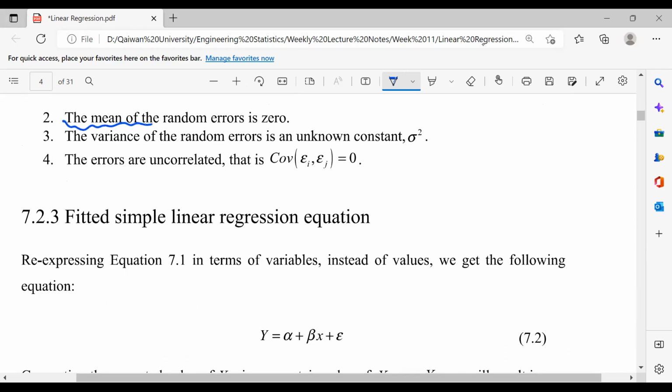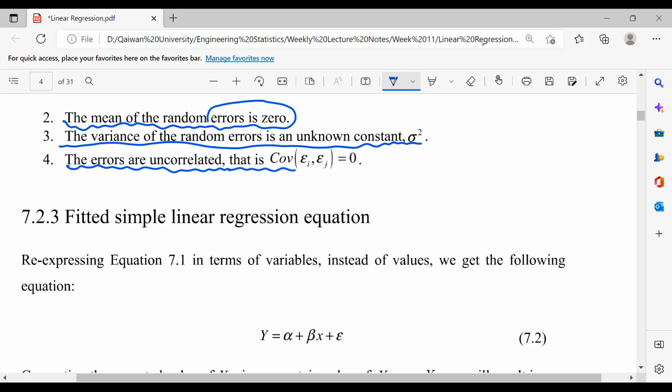Then the mean of the random errors must be 0. And also the variance of the random errors is unknown. Here the variance is unknown. Then the errors are uncorrelated. That's the covariance of epsilon_i and epsilon_j is 0. There is no relation. These are not correlated.